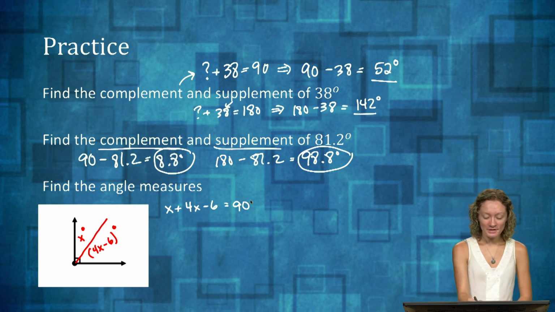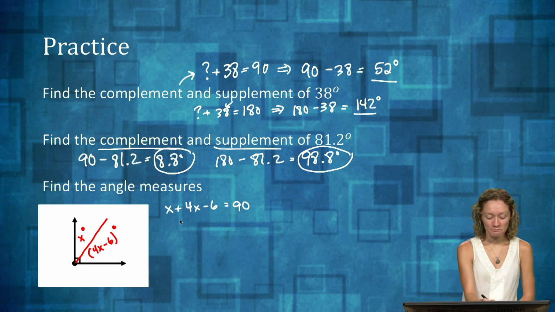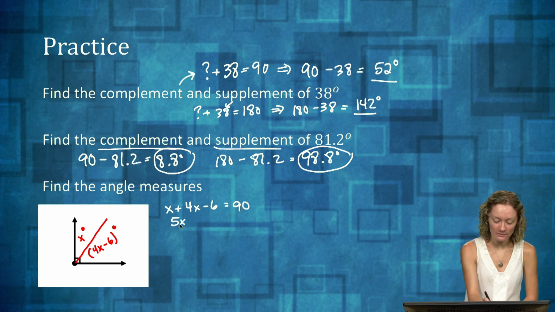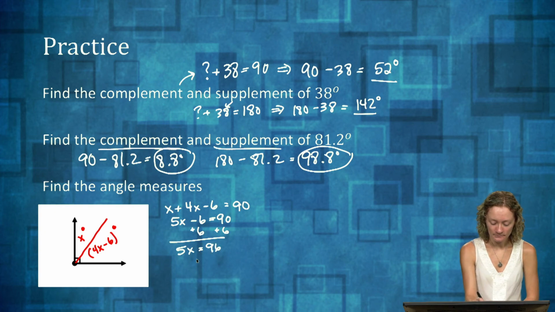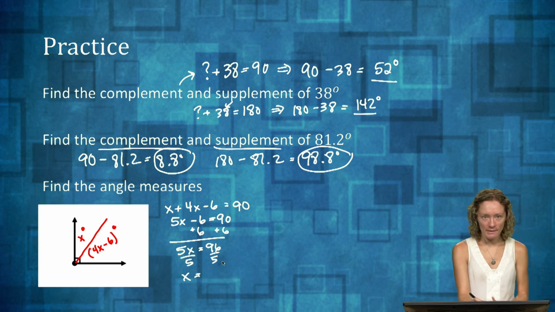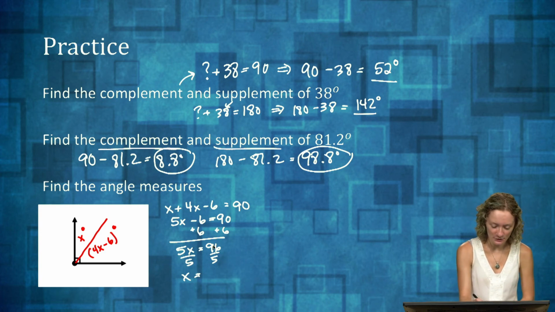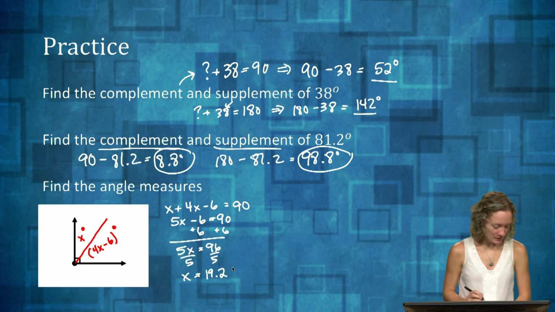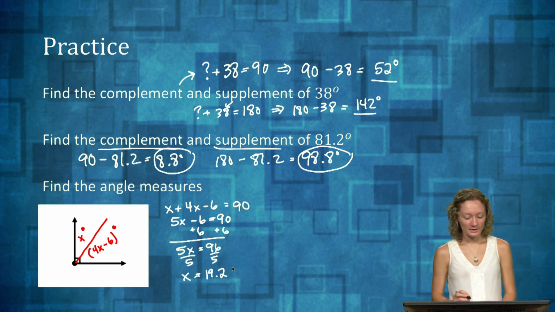So once we have this equation, all we have to do is solve. x plus 4x gives us 5x. Then we want the x by itself, so we add 6. Then divide by 5 to get x by itself. And we get, you can keep the fraction if you want to, if MyMathLab or an online homework system asks for that. You can keep the fraction or you can go with a decimal. The decimal is 19.2. So that's what x is.